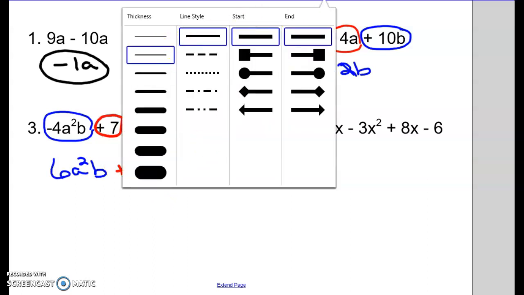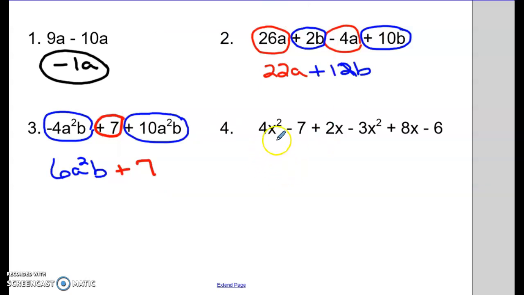All right, let's take a look at number 4. We have 4x squared. We can't combine it with this because there's no square, but we can combine it with this minus 3x squared. And that's it, so we can't combine it with anything else. 4 minus 3 is 1, and since both terms have an x squared, that's how we write it.